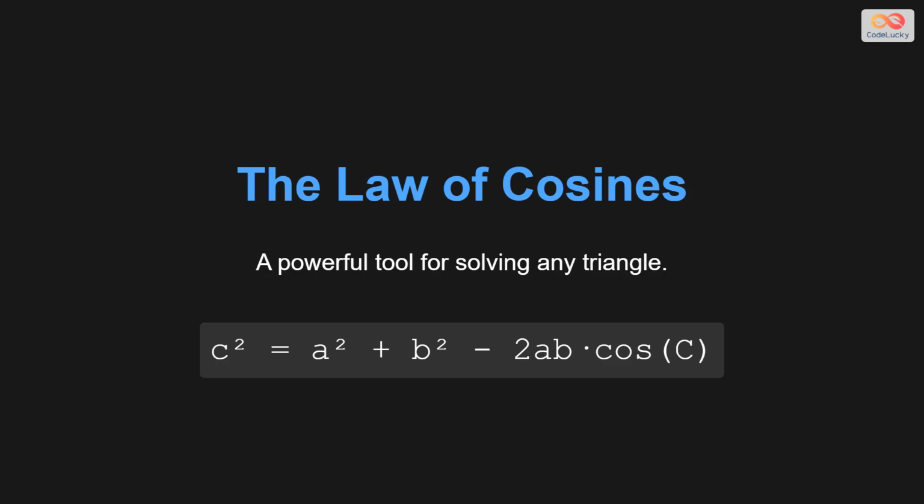Welcome. Today, we're exploring the law of cosines, a fundamental rule in geometry that acts as a generalized version of the Pythagorean theorem. It provides us with a powerful formula to find missing side lengths or angles in any triangle, not just right-angled ones.